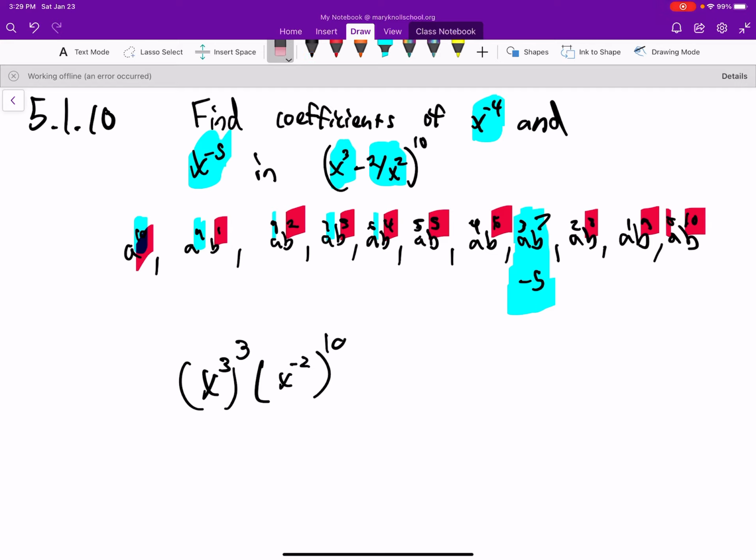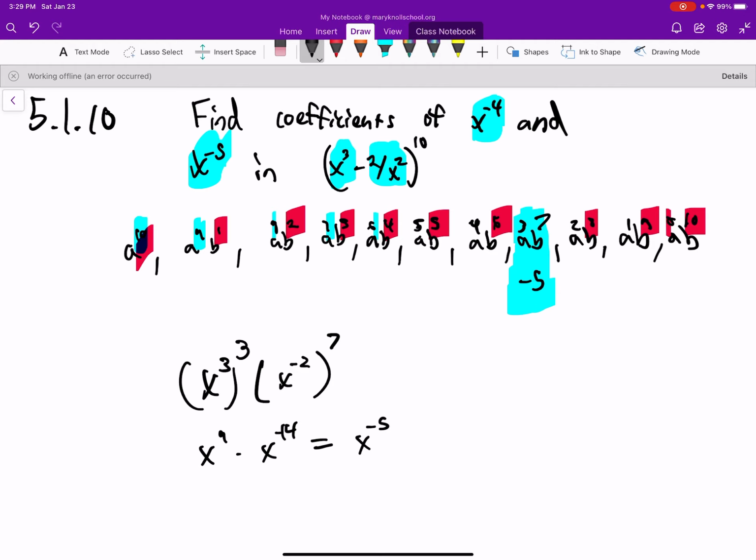Oh, what am I doing? That's not to the 10th power, is it? That is to the 7th power. Okay, so that's going to be x to the 9th times x to the negative 14. All right, so 9 minus 14 is negative 5. And there we go. The power is going to be negative 5.